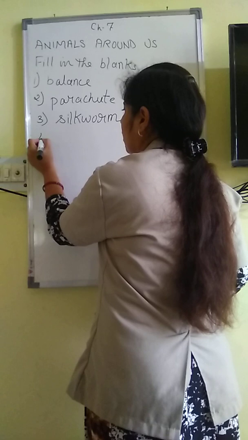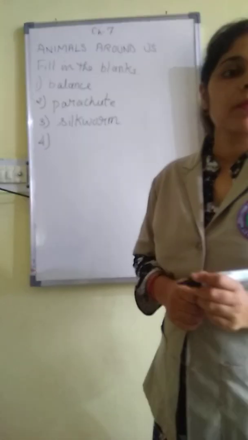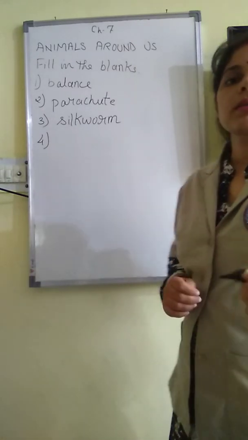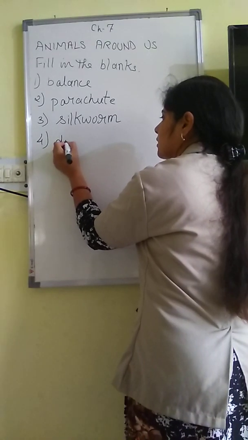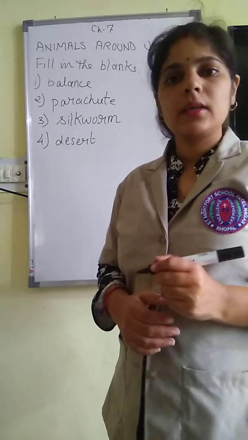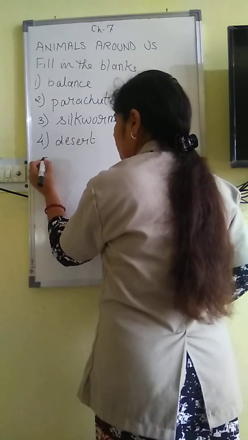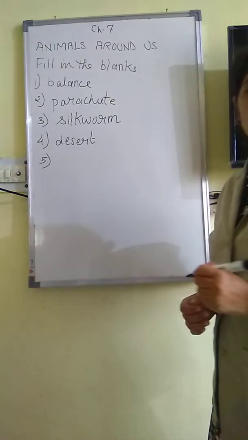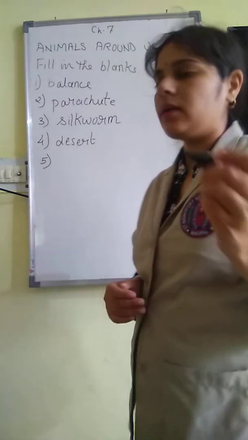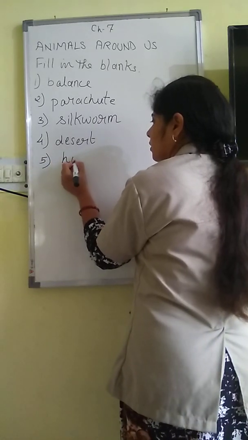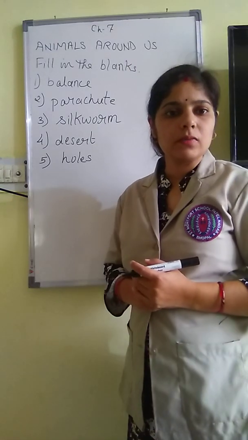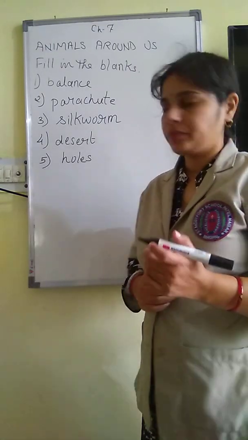Now our fourth fill up, it is given, camel is found in. We all know where a camel is found. Your answer is desert. The camel is found in desert. Then in your fifth one, it is given snakes and rabbit. So where do snakes and rabbit live? They live in holes. So snakes and rabbit live in holes in the ground.